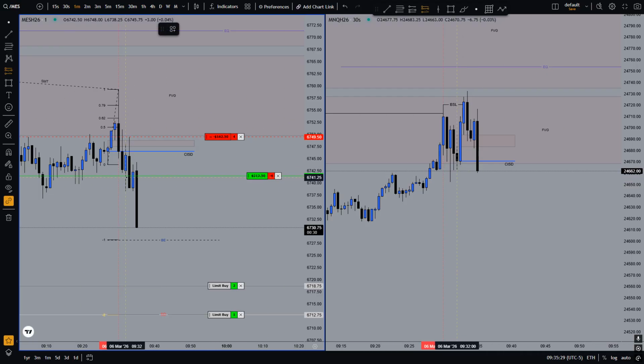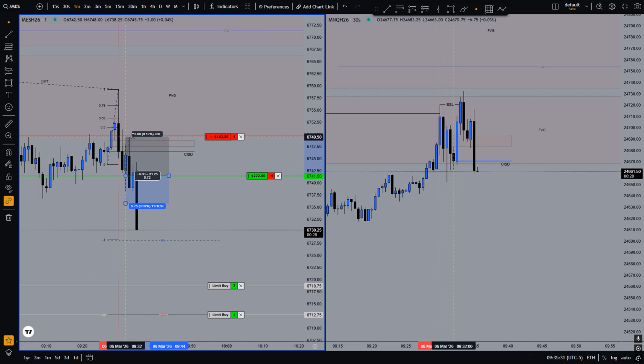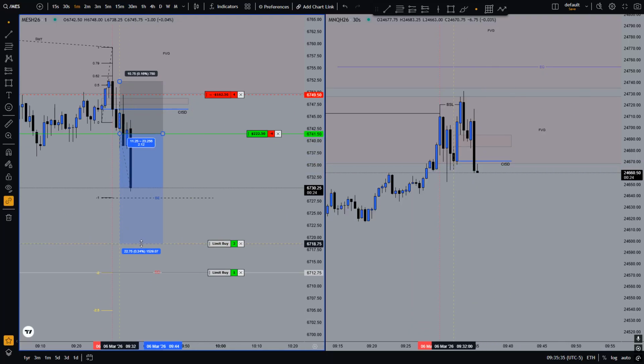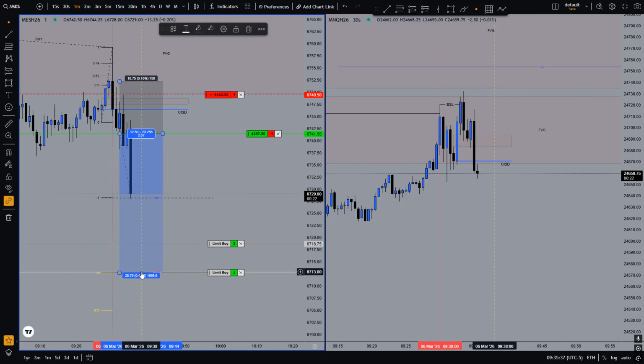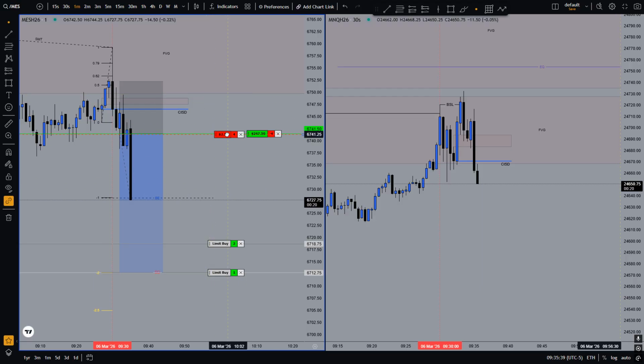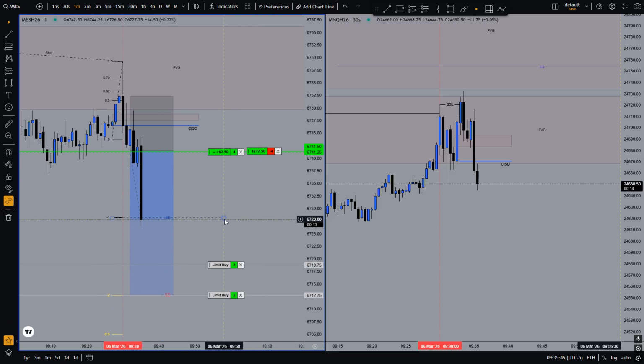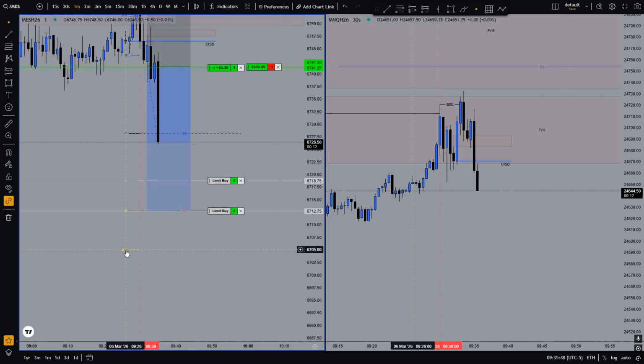I'm going to put this on as well. Alright, boom. So we're break even already. Risk is now off the table completely. We have nothing to lose. We're risking nothing on the day. We're just going to let this rock out.